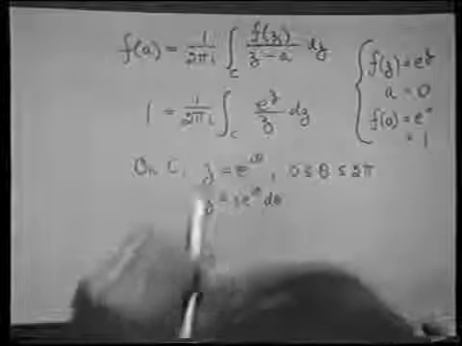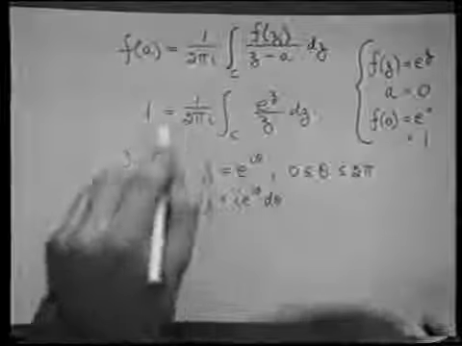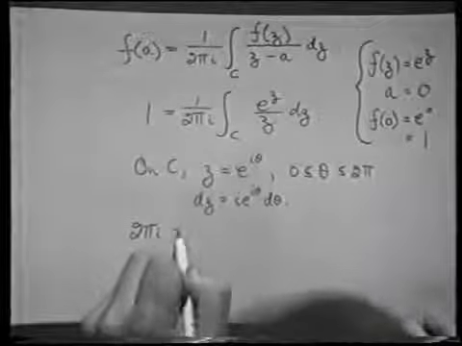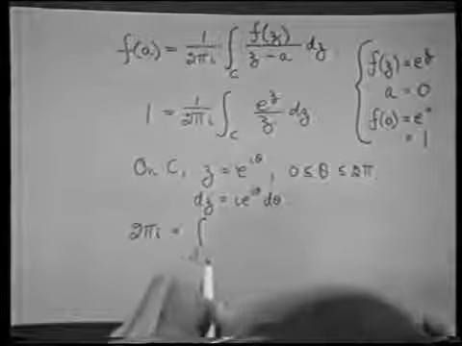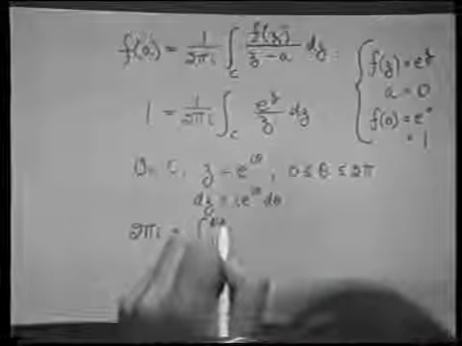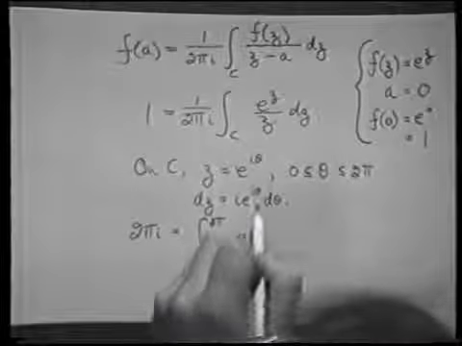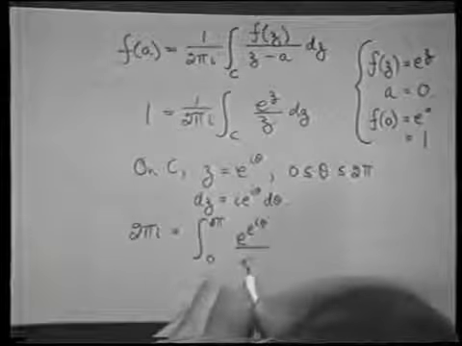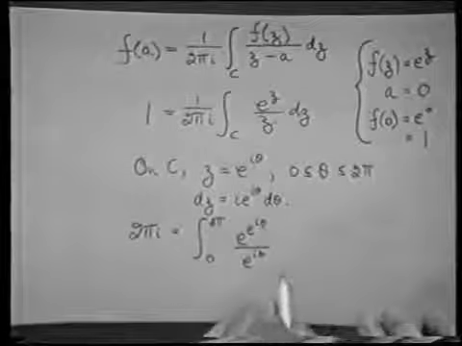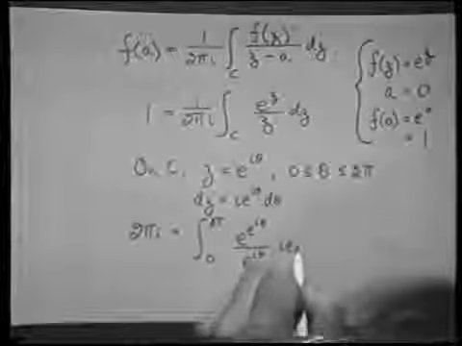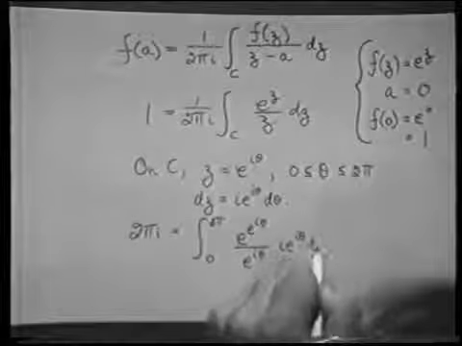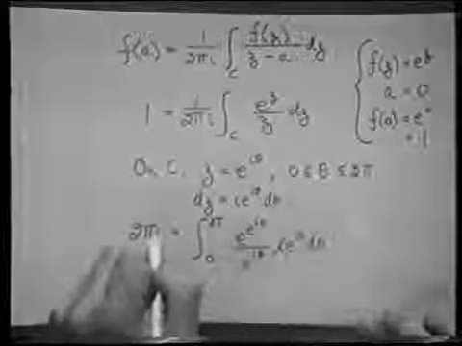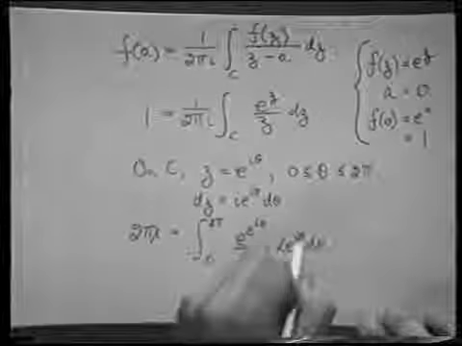And now all I've got to do is plug this into that. I'll take the 2 pi i over on that side, so I have 2 pi i equals the integral around the circle, that's from 0 to 2 pi, e to the z, which is e to the i theta, over z, that's another e to the i theta, dz, which is, in this case, i e to the i theta d theta. I can do a bit of cancelling. The i's will go, that will go.